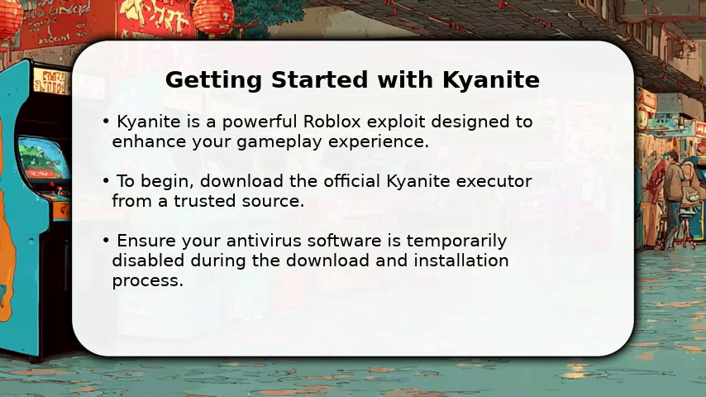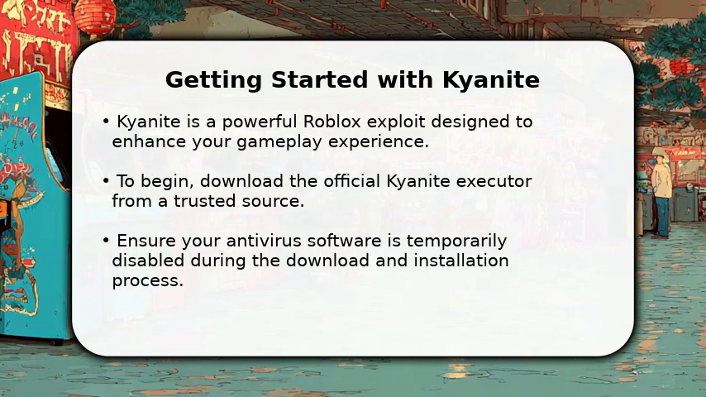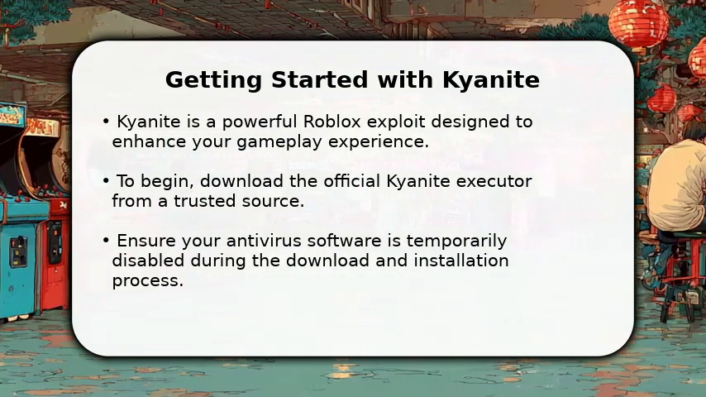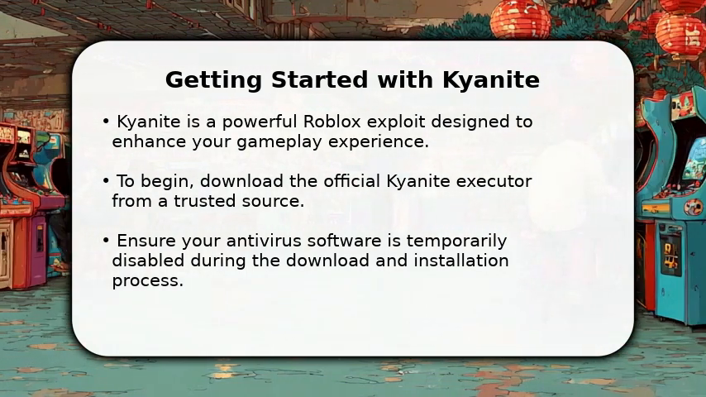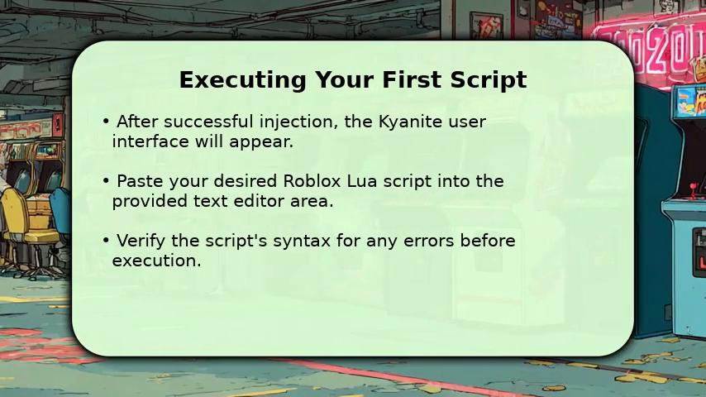Once installed, open Kyanite and then launch Roblox. Within Kyanite, locate the Inject button and click it to connect Kyanite to your active Roblox game. This process usually takes only a few seconds, preparing you for script execution. Now that Kyanite is injected, you're ready to run scripts.